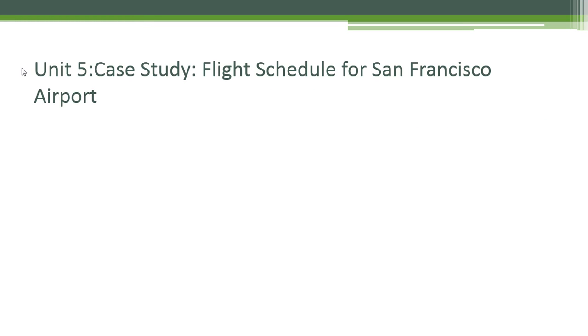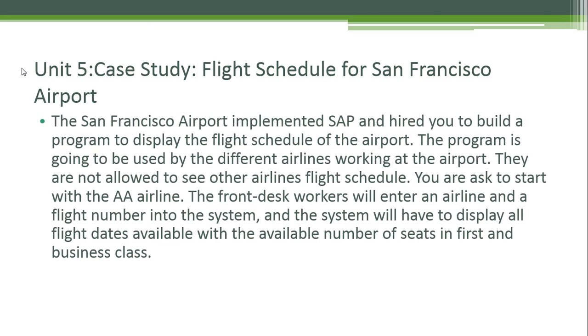Unit 5 Case Study. Flight schedule for San Francisco Airport. The San Francisco Airport implemented SAP and hired you to build a program to display the flight schedule of the airport. The program is going to be used by the different airlines working at the airport. They are not allowed to see other airlines' flight schedule. You are asked to start with the AA airline.